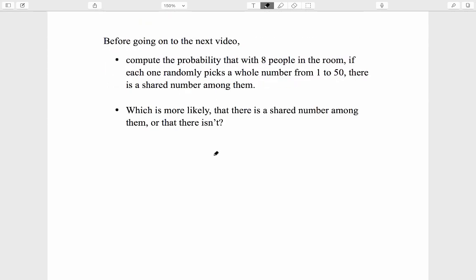Before going on to the next video, compute the probability that with 8 people in the room, if each one randomly picks a whole number from 1 to 50, there is a shared number among them. Think about how this picking a number problem is related to the other problems we've just looked at. And then, which is more likely, that there is a shared number among them or that there is not?